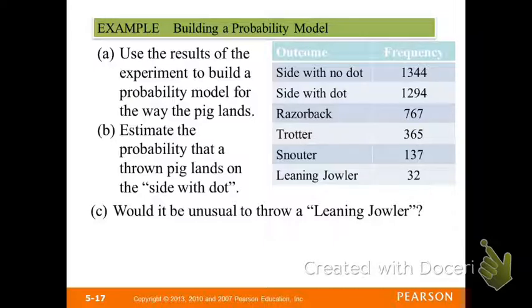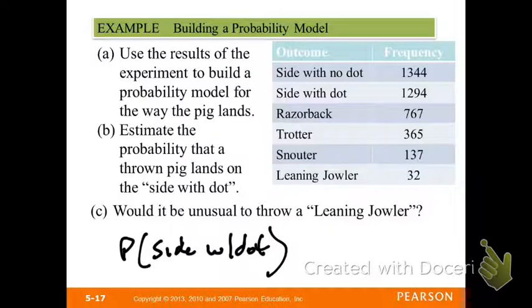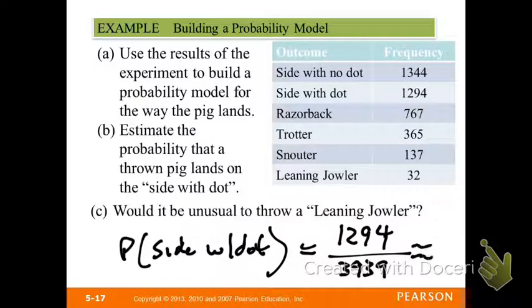Estimate the probability that a thrown pig lands on a side with the dot. The probability of the side with a dot is equal to 1,294 out of the total number of rolls, which, if we look back at the previous slide, was 3,939. Using the calculator, we could get a decimal approximation for that. Let's use 3 decimal places. You could estimate it as 12 out of 39, or really 13 out of 39. This is about 1/3, so that's kind of what you'll see when you do those probabilities.